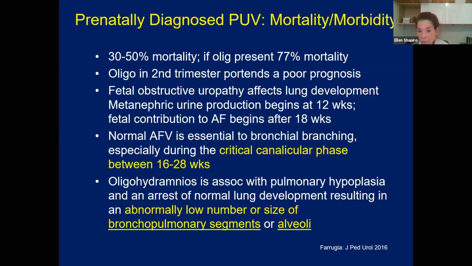Oligohydramnios is associated with pulmonary hypoplasia and an arrest of normal lung development, resulting in abnormally low numbers or size of the bronchopulmonary segments or alveoli. And that's why this time frame is so important. As I said, we're not going to get into prenatal intervention, but the time frame is very important to restoring amniotic fluid.